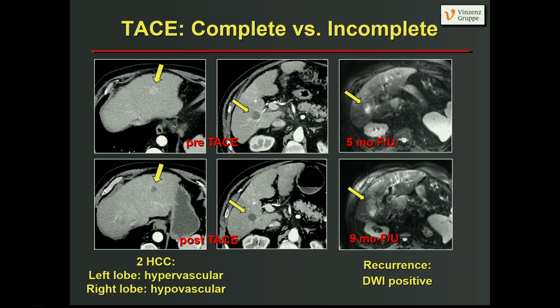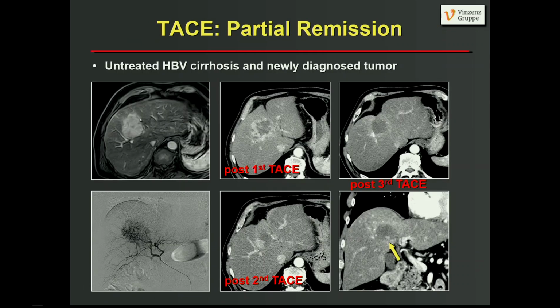If you look at the follow-up, you see with DWI there is a slight hyperintensity here, and that actually grew 4 months later. You see that there is a massive local recurrence, which is DWI positive in this patient. So we always use DWI together with gadolinium to look for recurrences in these patients.